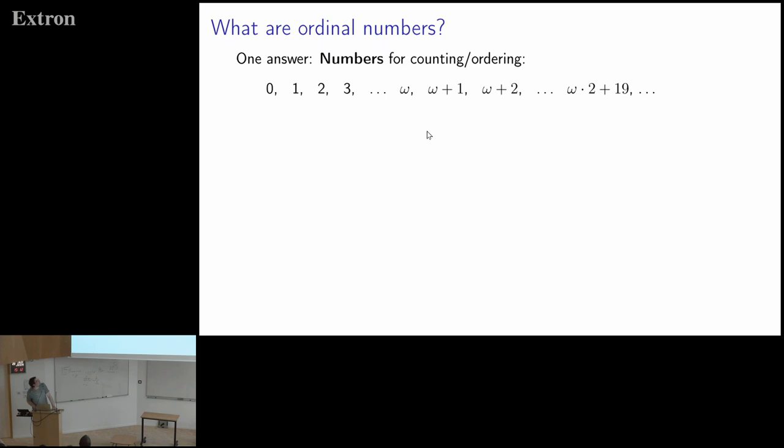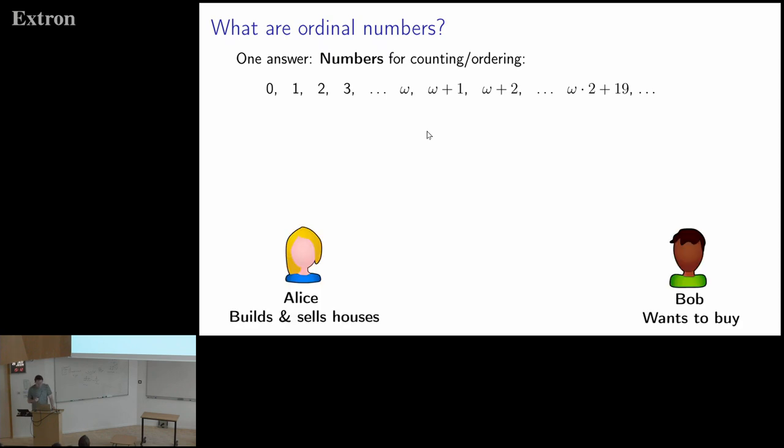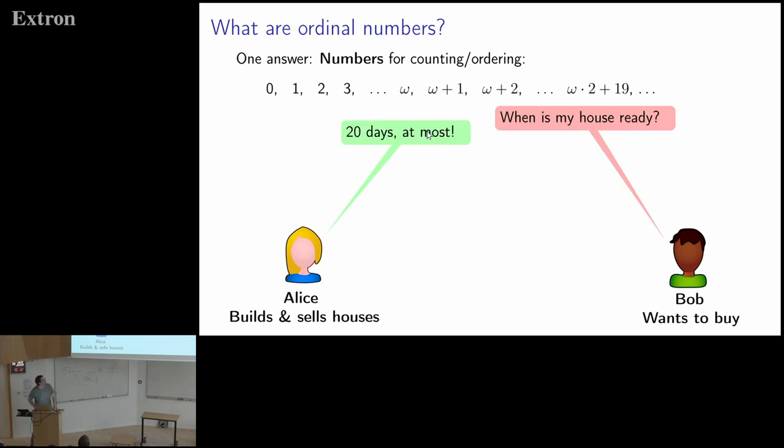But this answer doesn't really tell you anything about why one would want to do this. So here's my favorite explanation, for people on the street, for why one would want such numbers. Say we have Alice and Bob. Alice works for a house building company, so she helps build and sell houses. Bob is a buyer who has reserved a house that Alice promised to build. The question which Bob probably has every day is, when is my house finally ready? And Alice says, well, it will take some time, but at most 20 more days.